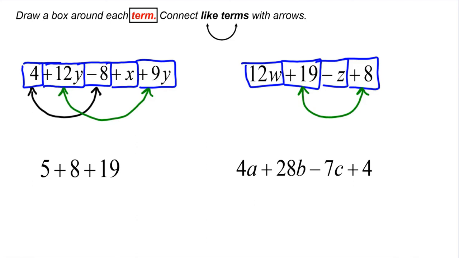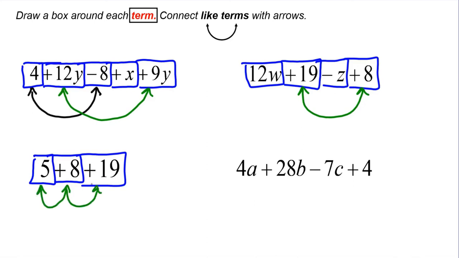Next one, 5 plus 8 plus 19. There are three terms in this expression, and all of them are constants. So all of them actually belong together. So all three are like terms. They all go together. They're all the same type of term.